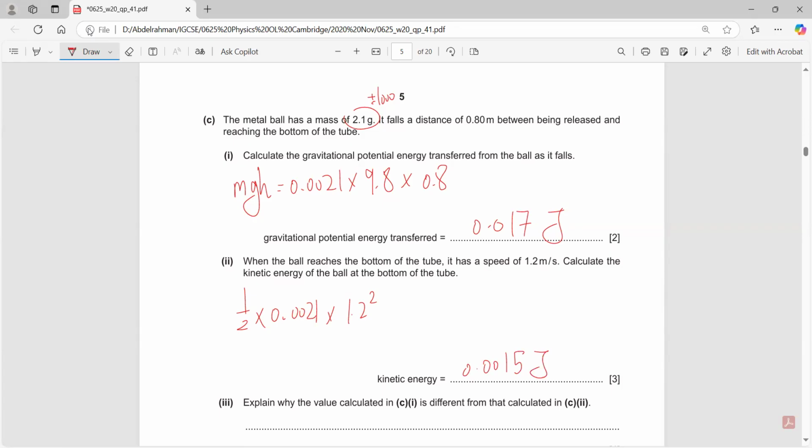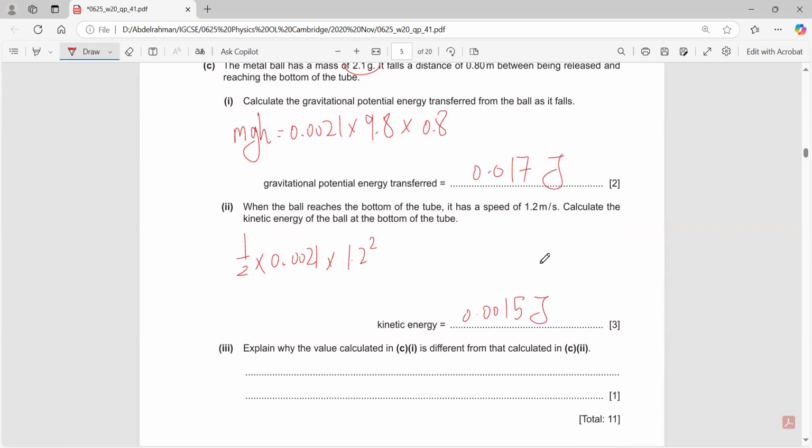There's a slight difference between the gravitational potential energy and the kinetic energy. Explain why the value calculated in C1 is different from C2. Why is there a slight difference? Because some of this energy is lost due to friction, or you can say resistance.